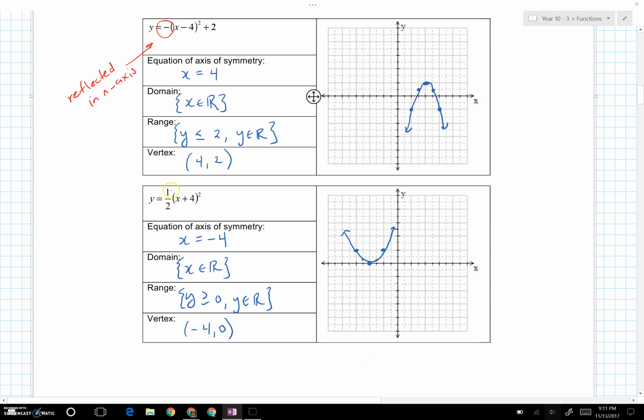Now here I have a stretch factor by a factor of a half. I know that my equation of the axis of symmetry is at negative 4. Because there's no value here at the end, I know that my vertex is at (negative 4, 0). Again, notice that it's a little bit wider now because of the stretch factor, and here's my lovely parabola.